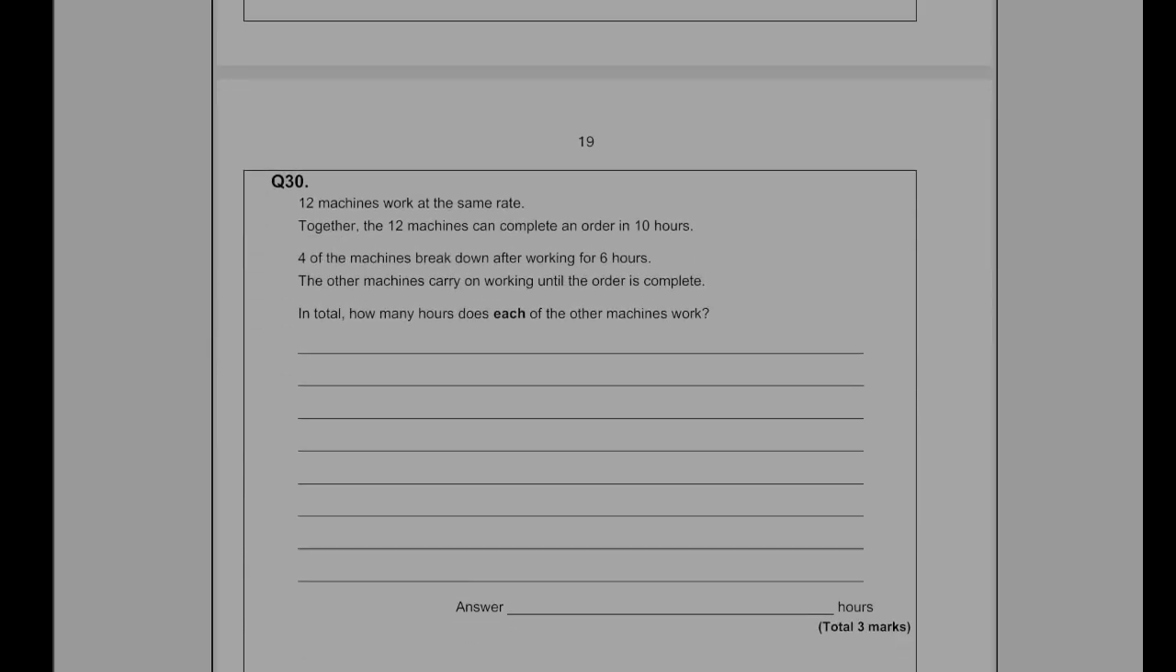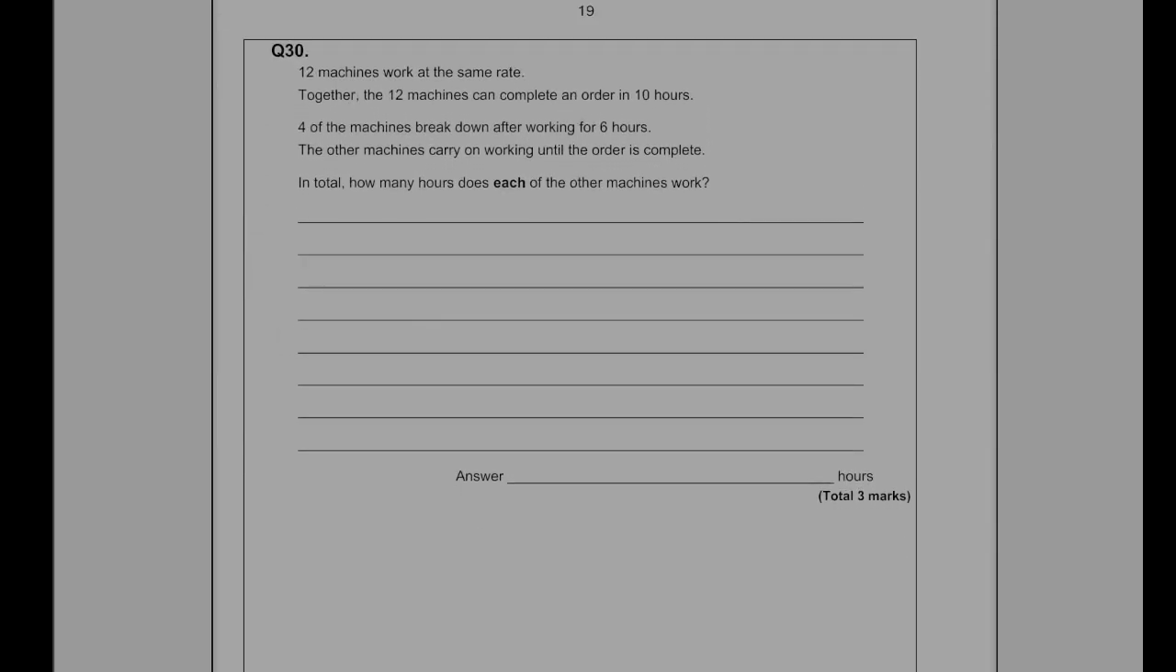Okay. Question 30. 12 machines work at the same rate. Together, the 12 machines can complete an order in 12 hours. 4 of the machines break down after 6 hours. The other machines carry on working until the order is complete. In total, how many hours does each of the other machines work for?